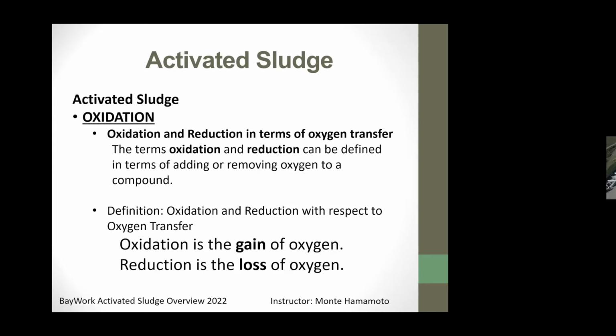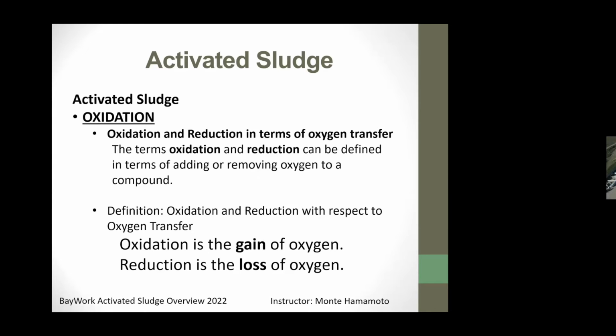So, and the opposite's happening where you're taking ammonia when you're nitrifying and you're adding oxygen to it. You're oxidizing the ammonia to make nitrate. So when you're going through your certification exams, just kind of keep these in mind. Oxidation, I'm gaining oxygen. Reduction, I'm going to lose it.